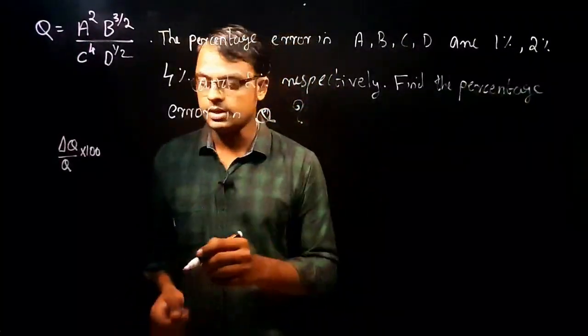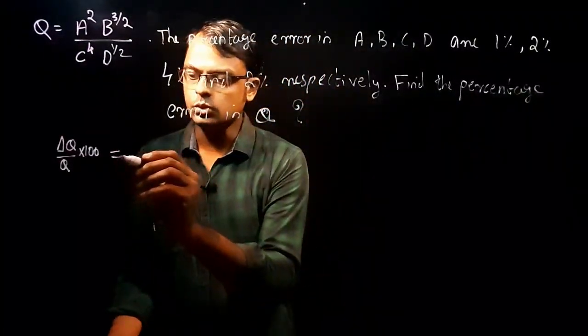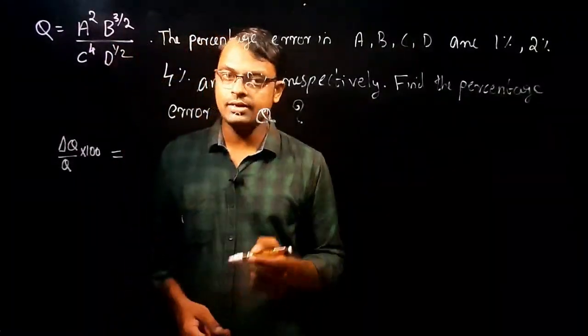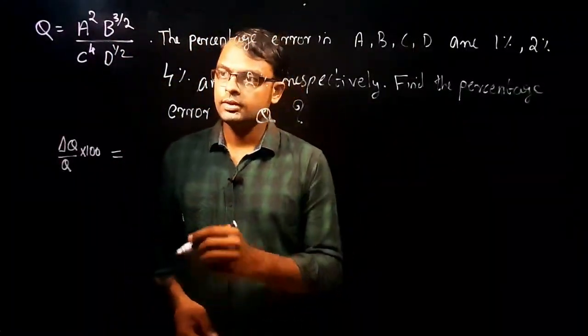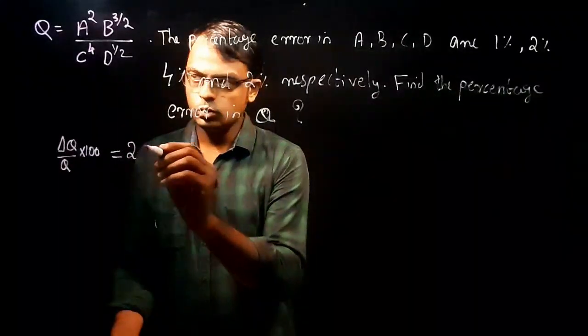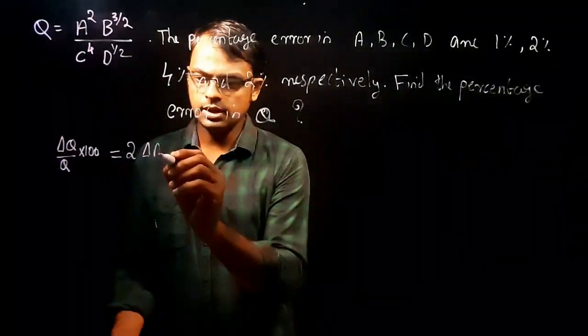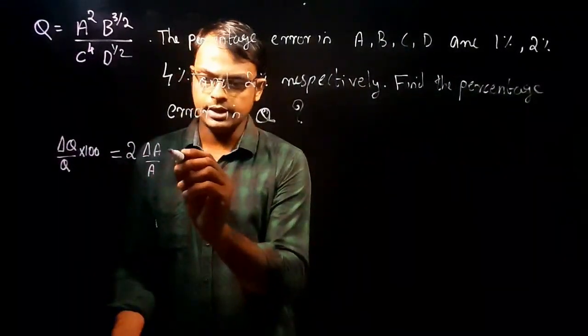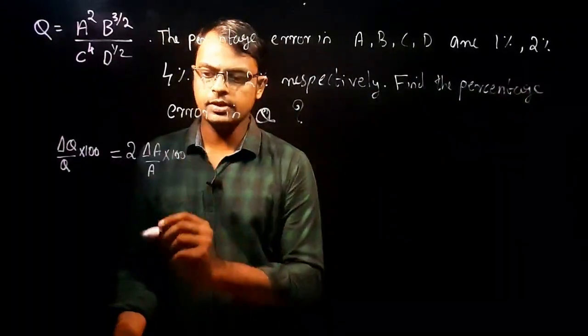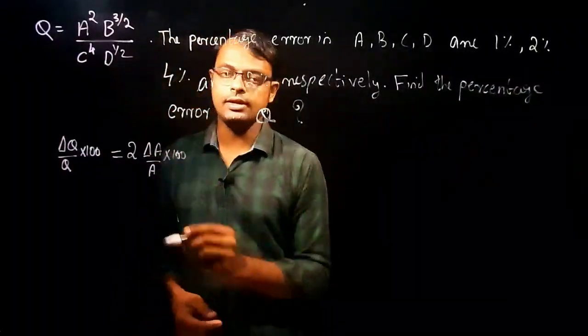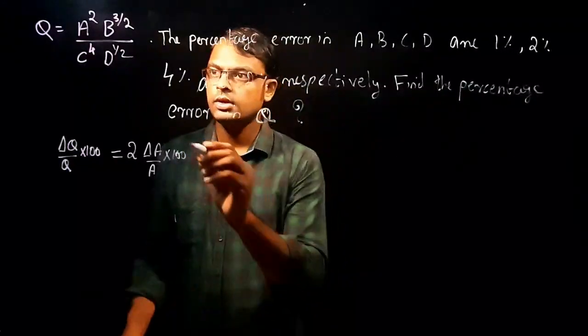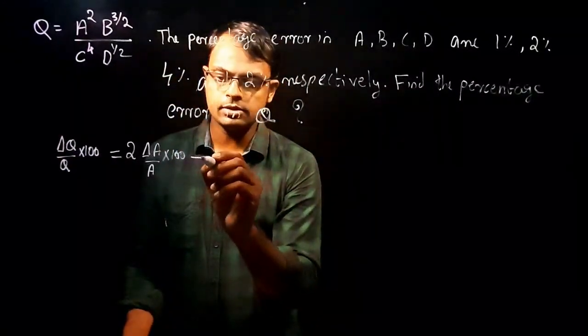So it should multiply with 100 is equal to, now a to the power n we have discussed in the previous topic. So we can write here 2 times delta A by A into 100. That is percentage error in A. How many times? 2 times. Now multiplication, so error must be added.